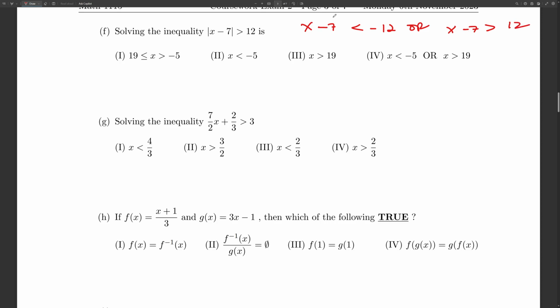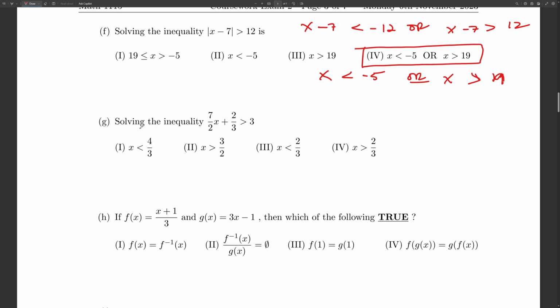Now just add 7 on both sides here. So we'll get x is less than negative 5 or x is greater than 19. And that is this answer here. It's not this one, it's not this one, it's not this one. It's this one, by just removing the modulus sign.